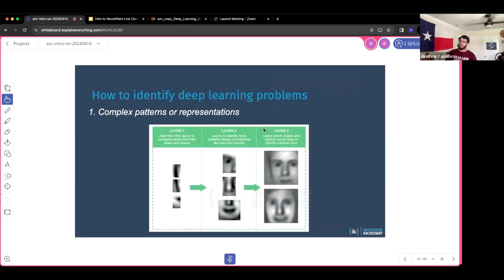Okay. So again, a question to ask ourselves is how to identify a deep learning problem, right? When should we use deep learning? When should we not? This is a great question that we need to ask, and it's kind of what Zen is getting at, right? When should we actually use these kinds of models? What I always recommend is it really depends on the problem, but you really want to look at complex patterns, right?